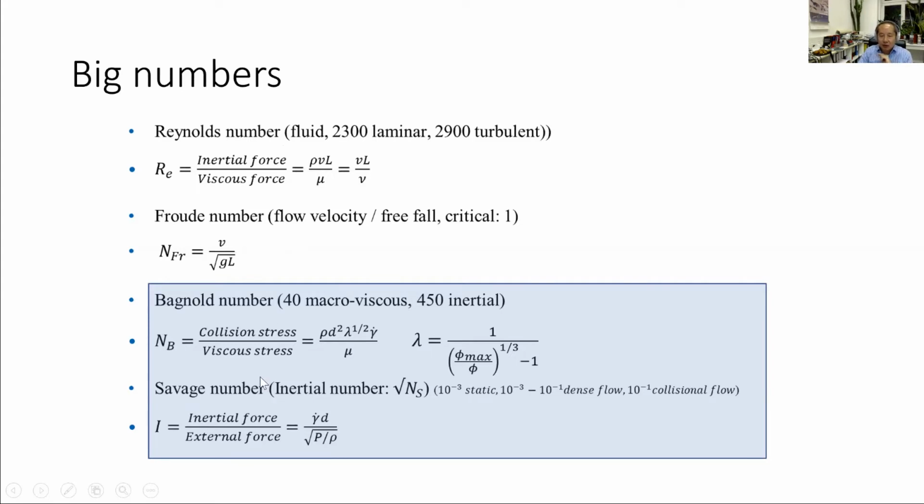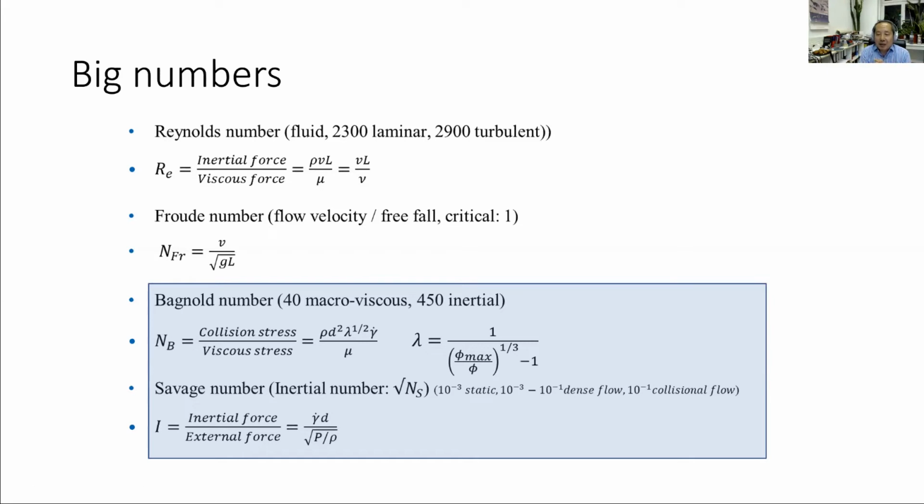Two numbers which are relevant for granular flow are the Bagnold number, which we just talked about, and the Savage number. What are they? They compare stresses to say which one is more important, which is dominating. For example, the Bagnold number compares the collision stress, because the particles may collide with each other and that gives rise to a stress, to the viscous stress, because the fluid has a viscosity. Even water, with its low viscosity, acquires a kind of effective viscosity by the presence of particles. And this is well known.